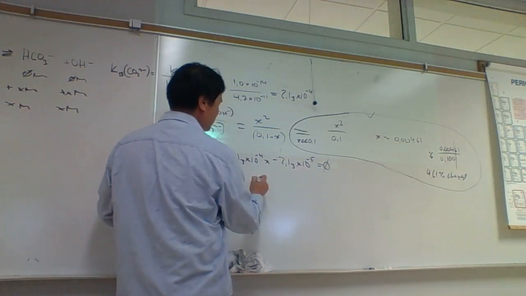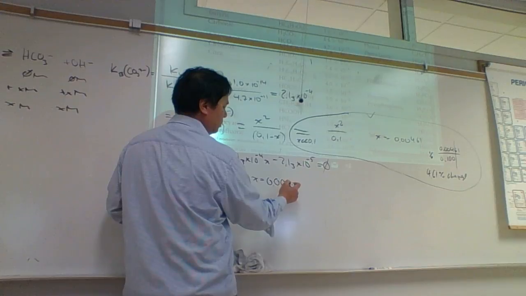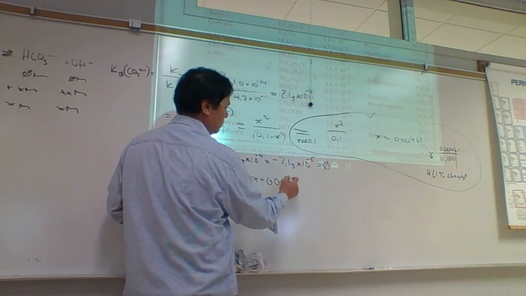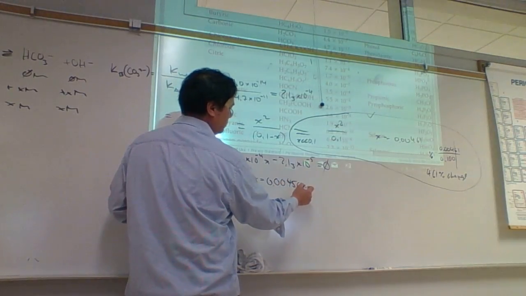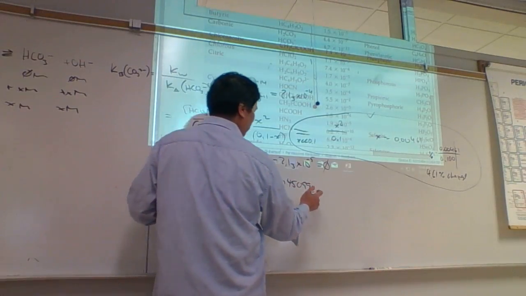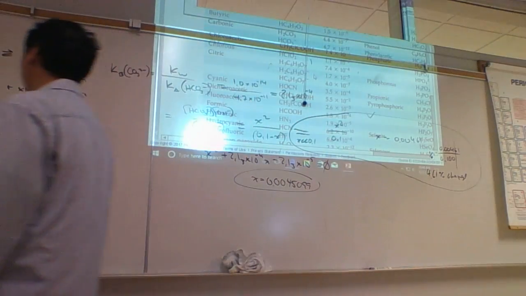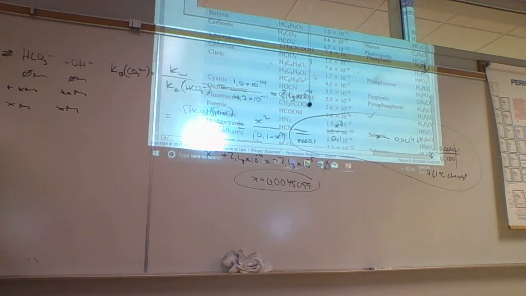Okay, so you got x is equal to 0.0045099. Like this? Okay, 0.0045099. Okay. And the other one was a negative one. So yeah, negative, that one doesn't work. Okay, so this way we don't have to use the simplifying assumptions.